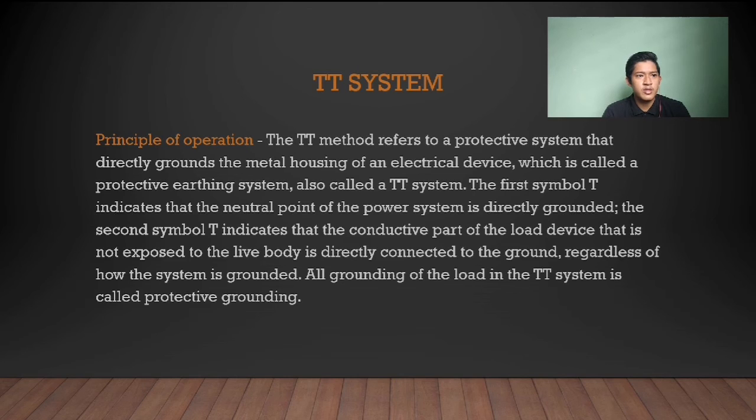The first symbol T indicates that the neutral point of the power system is directly grounded. The second symbol T indicates that the conductive part of the load device that is not exposed to the live bodies is directly connected to the ground, regardless of whether the system is grounded. All grounding of the load in the TT system is called protective grounding.